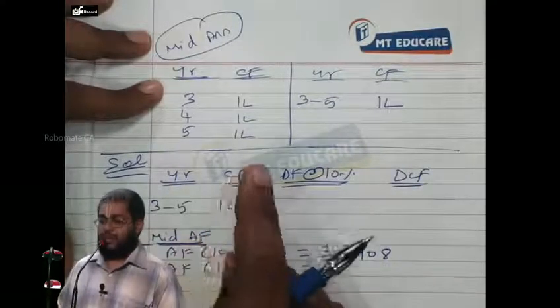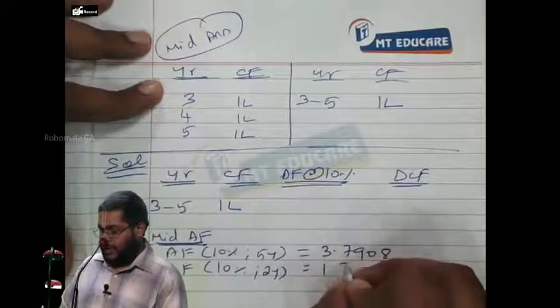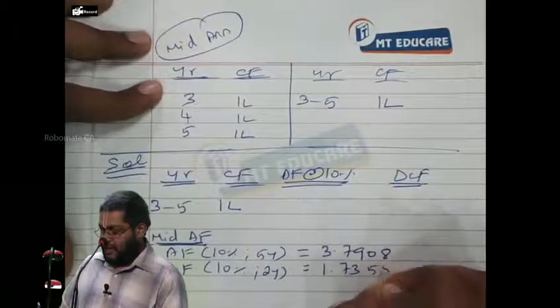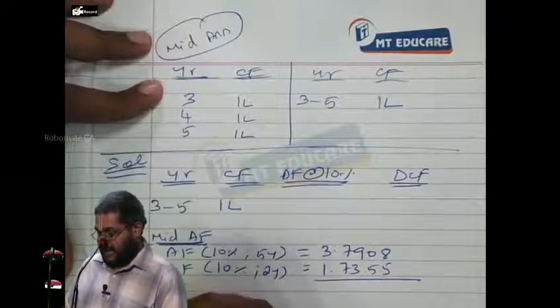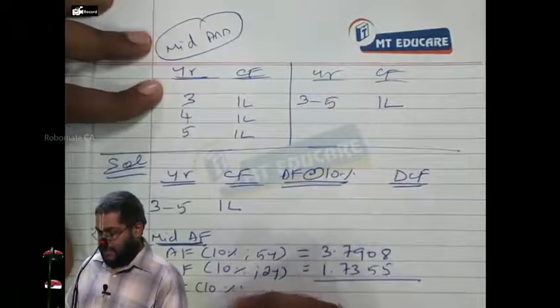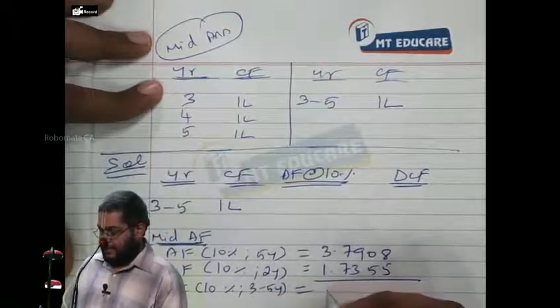1 divided by 1.10 is equal to 2 times. Grand total already found out. 1.7355. Yes, 1.7355. When I just reduce it, I get the annuity factor for 10%. What to what? 3 to 5 years. Tell me what is the number here?